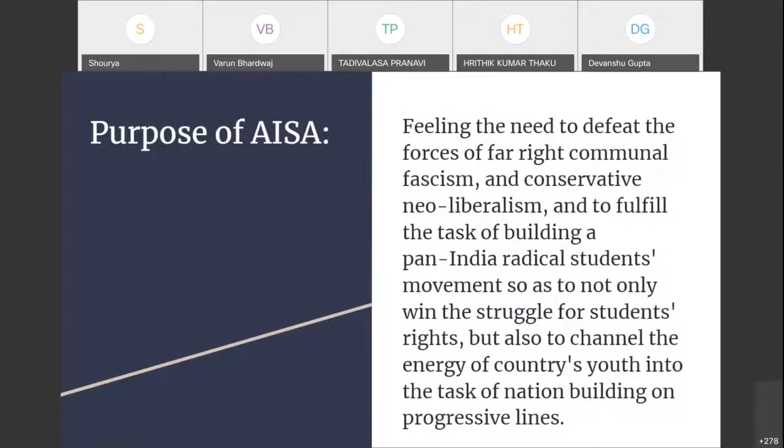They feel the need to defeat the forces of far-right communal fascism and conservative neoliberalism and to fulfill the task of building a pan-India radical students' movement, so as to not only win the struggle for students' rights, but also to channel the energy of the country's youth into the task of nation building on progressive lines. That was the vision or purpose of AISA.